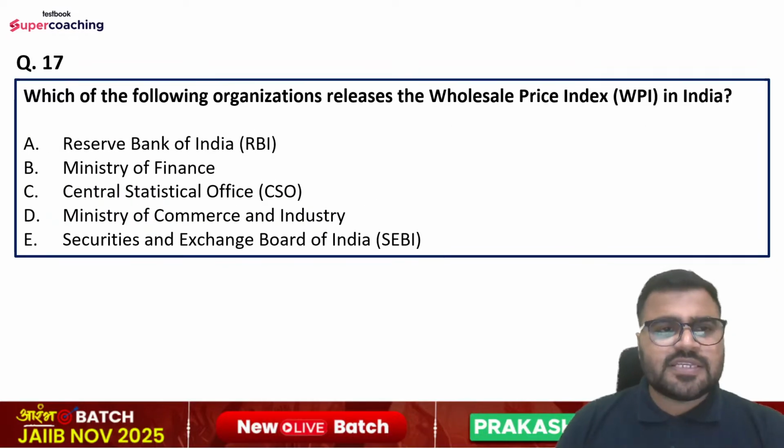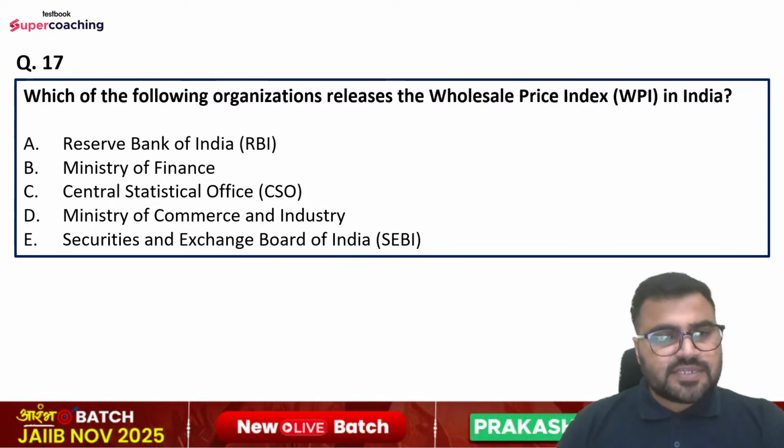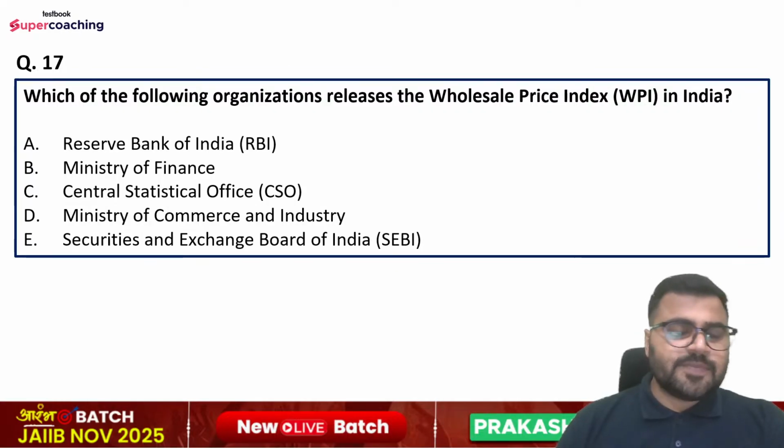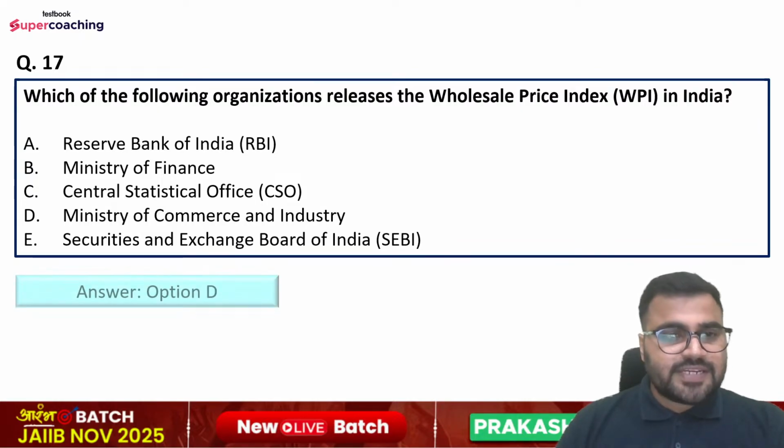Question number 17 is, which of the following organizations releases the wholesale price index in India? Options are RBI, Ministry of Finance, Central Statistical Office, Ministry of Commerce and Industry, or SEBI, Securities and Exchange Board of India. So the right answer is option number D, that is Ministry of Commerce and Industry.